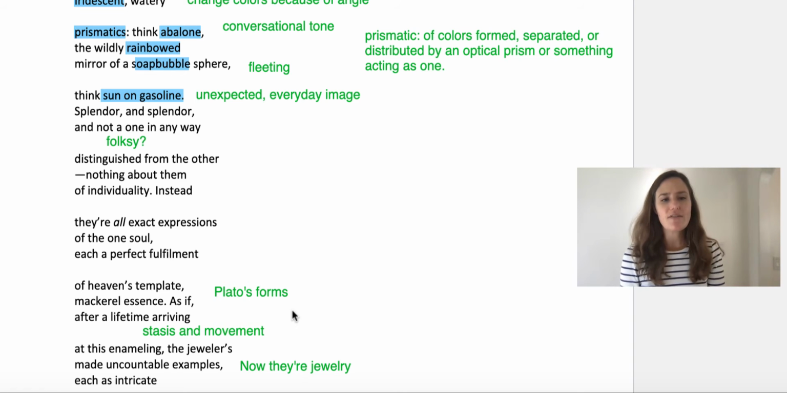And of course, of heaven's template, mackerel essence, when we think of essences or one perfect form, if you take a basic philosophy class, you might know about Plato's form.